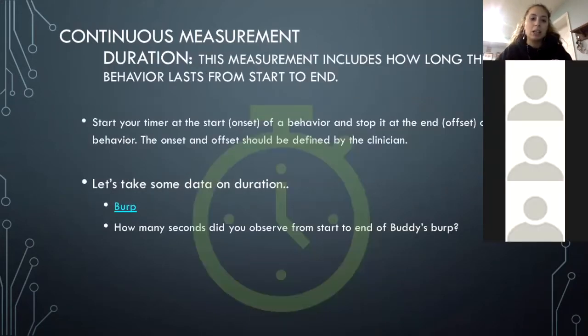Our next one is duration. I'm going to pull up another link so that we can take some duration data. Before I do that, just a reminder that this is how long a behavior occurs. So you start the timer at the start of the behavior and stop it at the end: start at the onset, stop at the offset. The onset and offset of a behavior is typically defined by the clinician prior to data collection. Of course I didn't do that here, but I think you'll get the point.